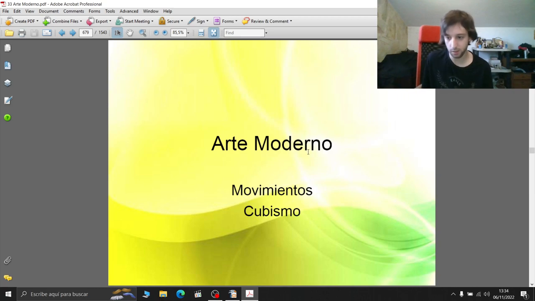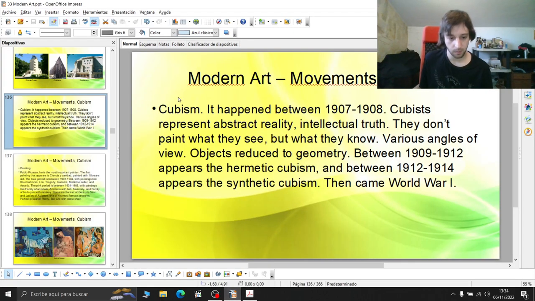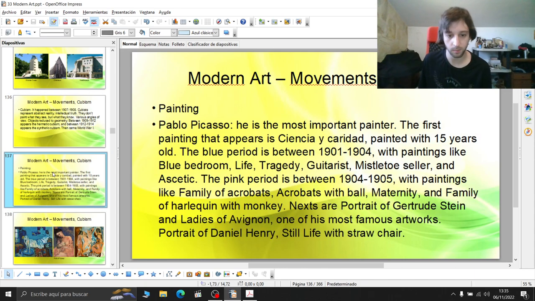And now Cubism. The Cubist represents abstract reality, intellectual truth. They don't paint what they see, but what they know. Various angles of view. Objects reduced to geometry. So first appeared hermetic Cubism, and later synthetic Cubism. Then came World War I.